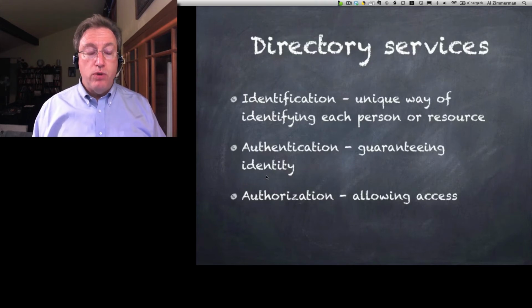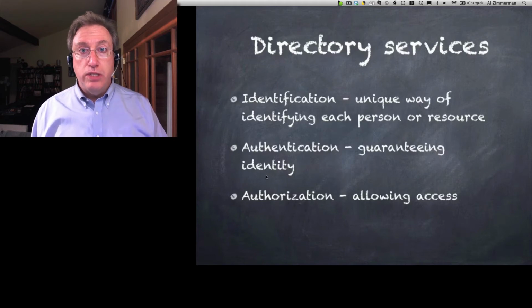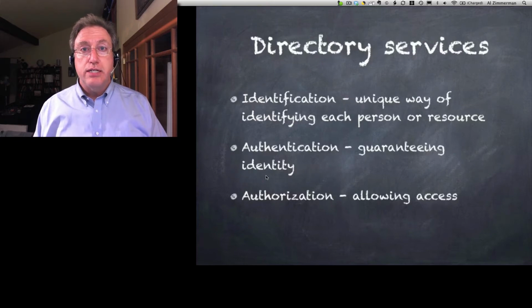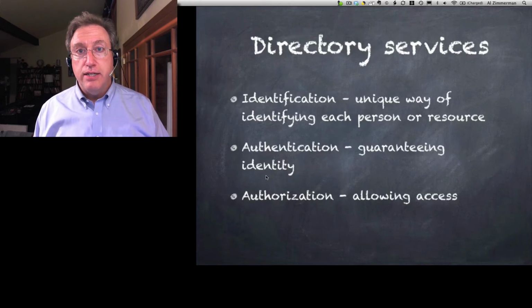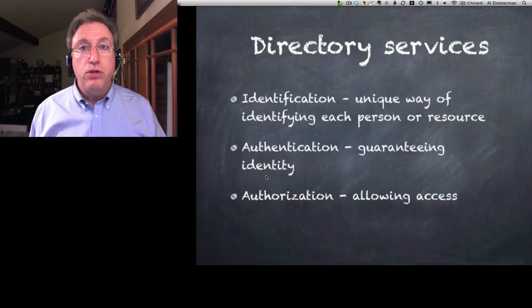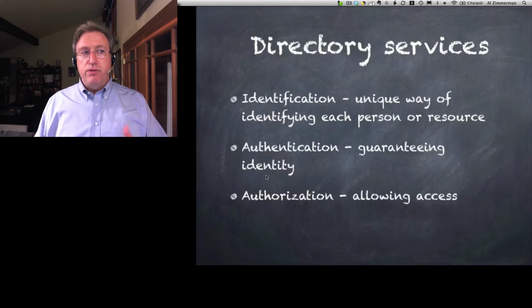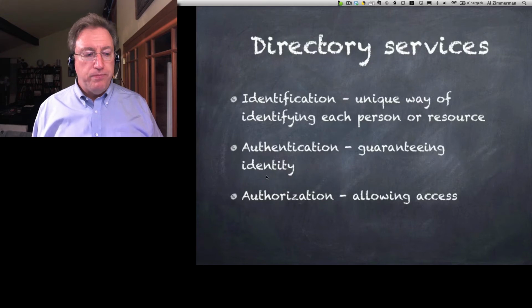And once the network knows that you are who you say you are, then it can allow you access to the various resources. This is called authorization. Every resource on a network has an access control list. Who's allowed to access that resource, and by default, who isn't. All of these services, all of these three aspects of directory services are provided by the network.